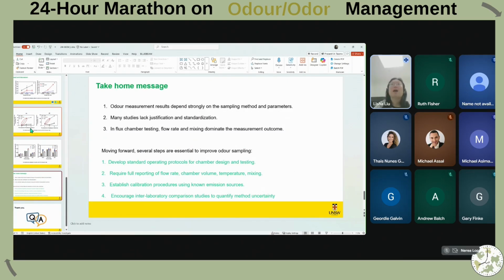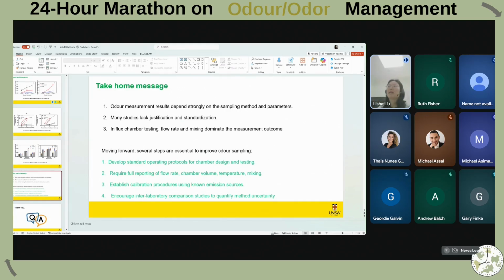Following on from the preliminary results we have shown here, there are some discussion points. Firstly, odor measurement results depend highly on the sampling method and parameters, which is an important factor, but many studies lack justification and standardization. In the flux chamber testing experiment, we identified flow rate as a dominant measurement outcome, as well as mixing.